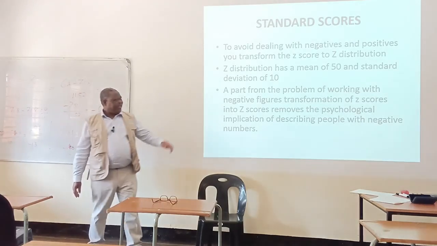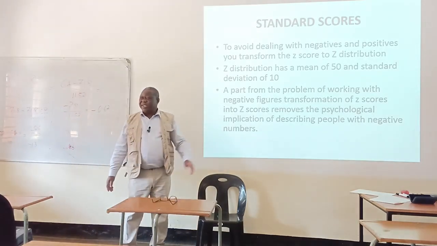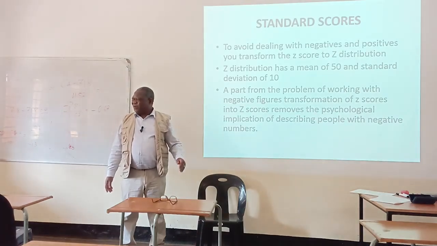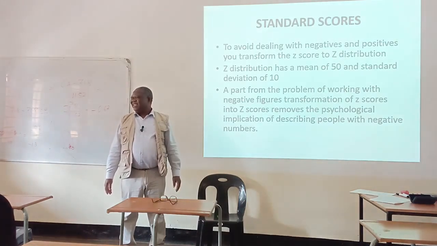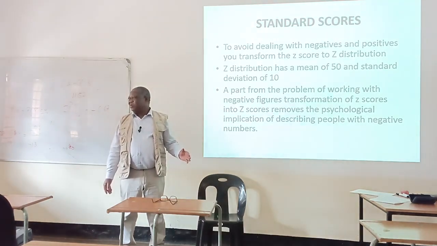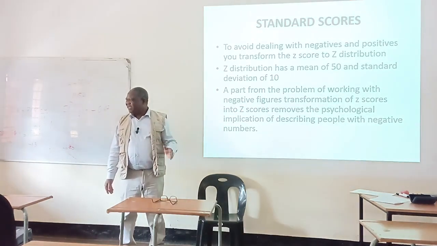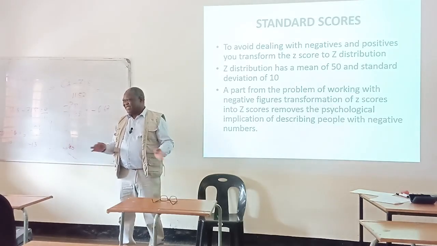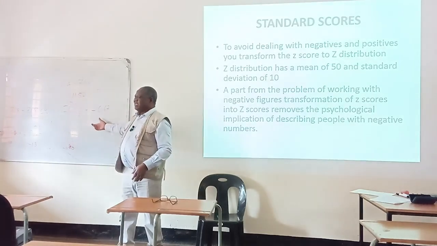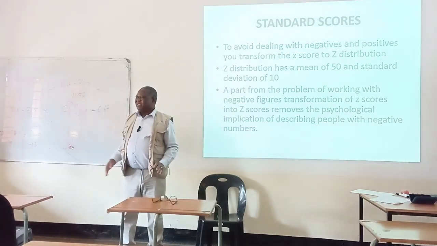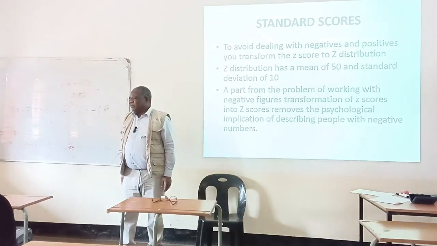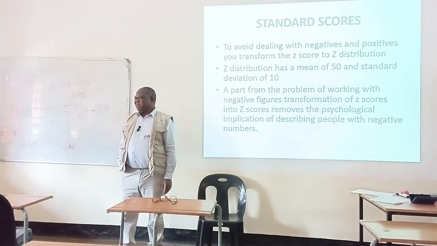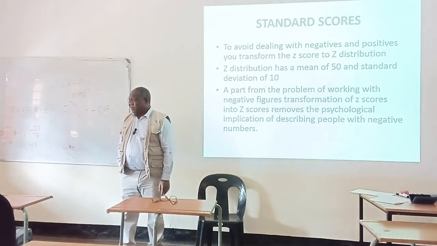So in this Z-score, anybody who gets a Z-score of less than 50 is below average. Anybody who gets a Z-score above 50 is above average. But it is the same as this one, simply because we don't want to be describing people in terms of negatives and positives. We want to be describing people always in terms of positives.